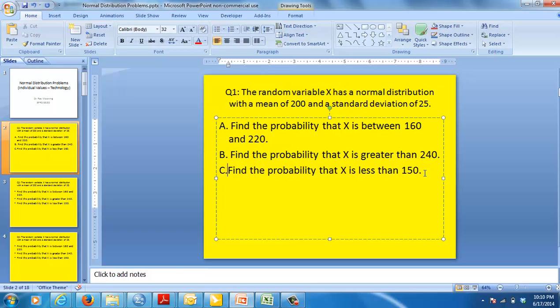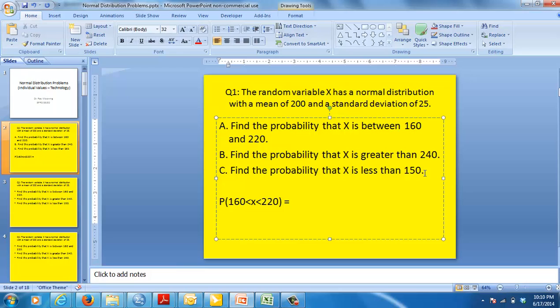First of all, the notation. If I want the probability that x is between 160 and 220, it's the probability that 160 is less than x, which is less than 220. Some textbooks you'll see less than or equal to. It doesn't really make a difference because, as we know, the probability of a single value is 0 underneath the curve.